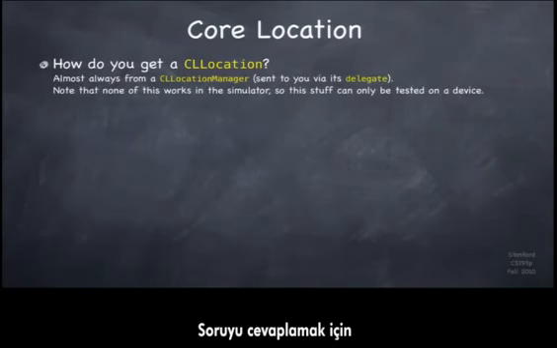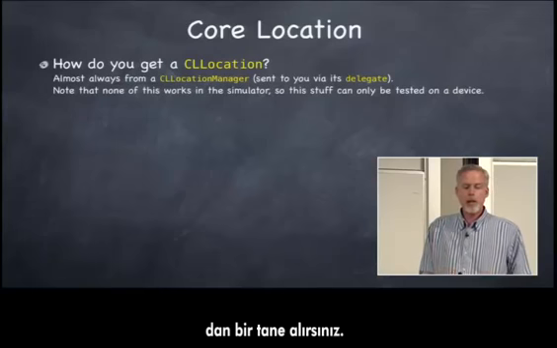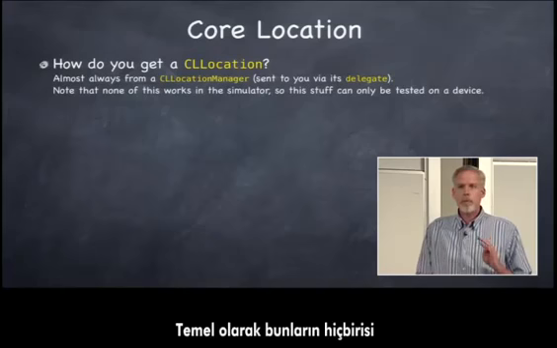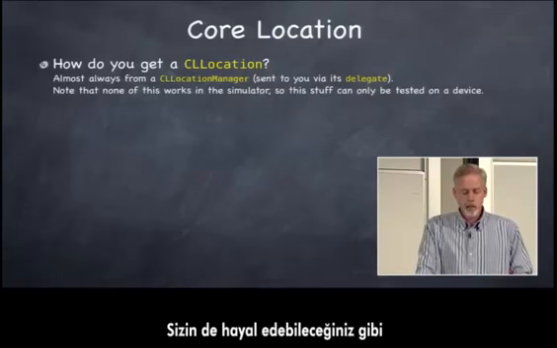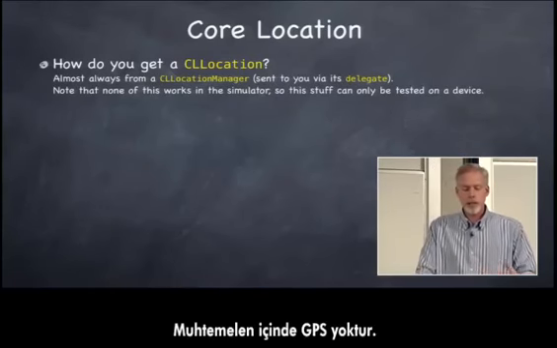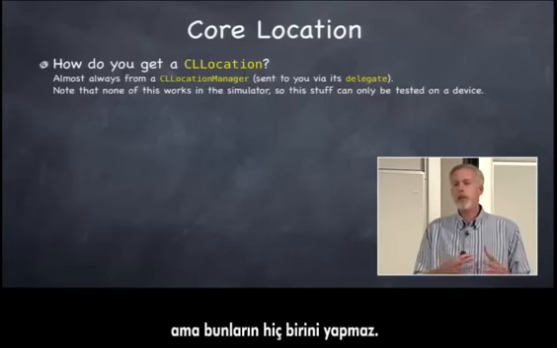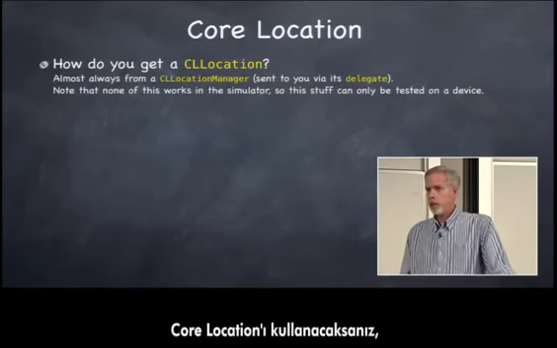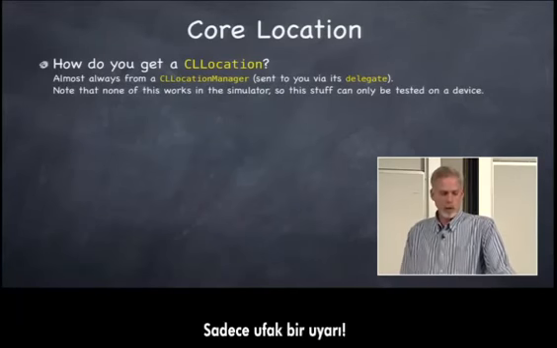All right, so to answer the question, how do you get one of these CLLocation objects? 99% of the time, you're going to get one from a CLLocationManager, which is another object. Note right off the bat that basically none of this works in the simulator. As you can imagine, you're not moving your laptop around, and it probably doesn't have GPS in it. It probably could detect where it is by Wi-Fi nodes, actually, but it doesn't do any of that. The simulator doesn't really do any of this. So if you're going to write your final project and use Core Location, you're going to have to be on a device to test it. So just fair warning there.